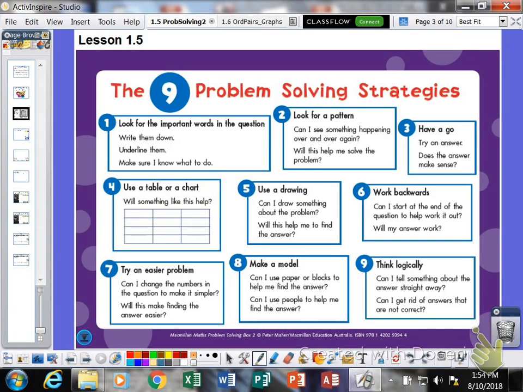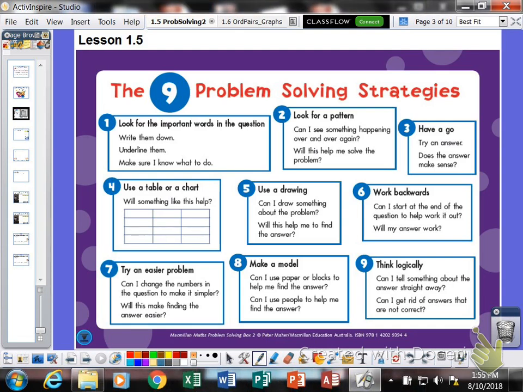In lesson 1.5, we're going to talk about more problem-solving strategies. Here are some more that you can try: look for important words, look for a pattern, just try it. Tables or charts are helpful, drawing pictures is helpful, working backwards, which we've done. Try to use another problem you know, make a model, or think logically. So there are all different kinds of strategies for solving problems.